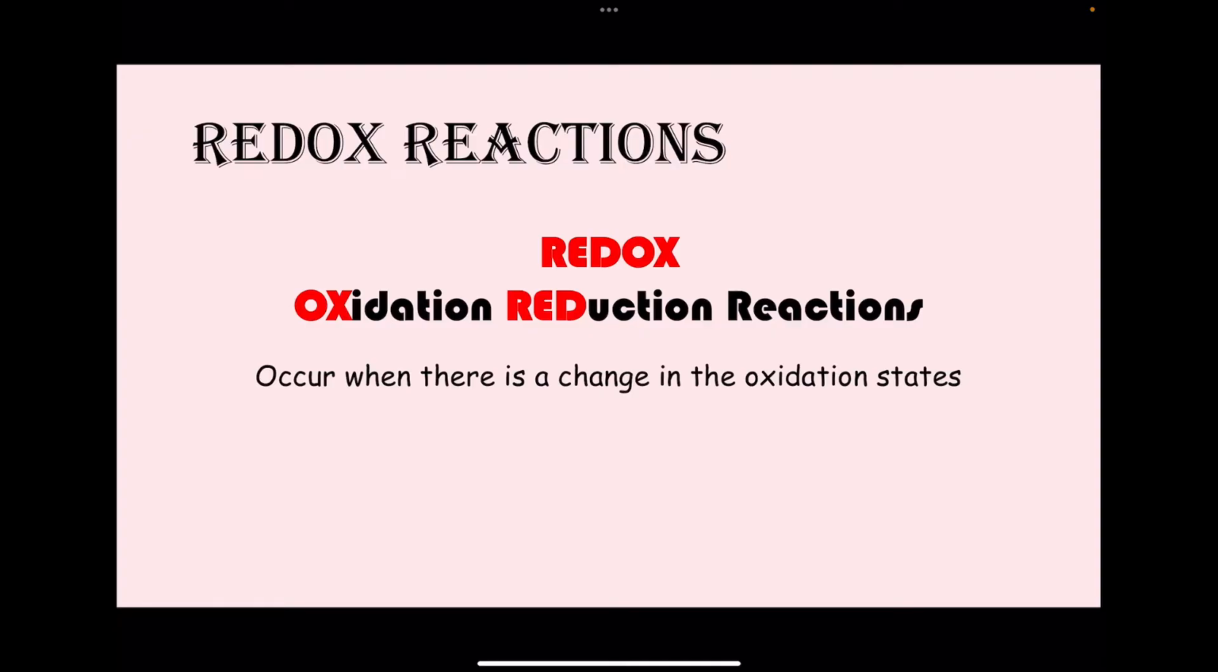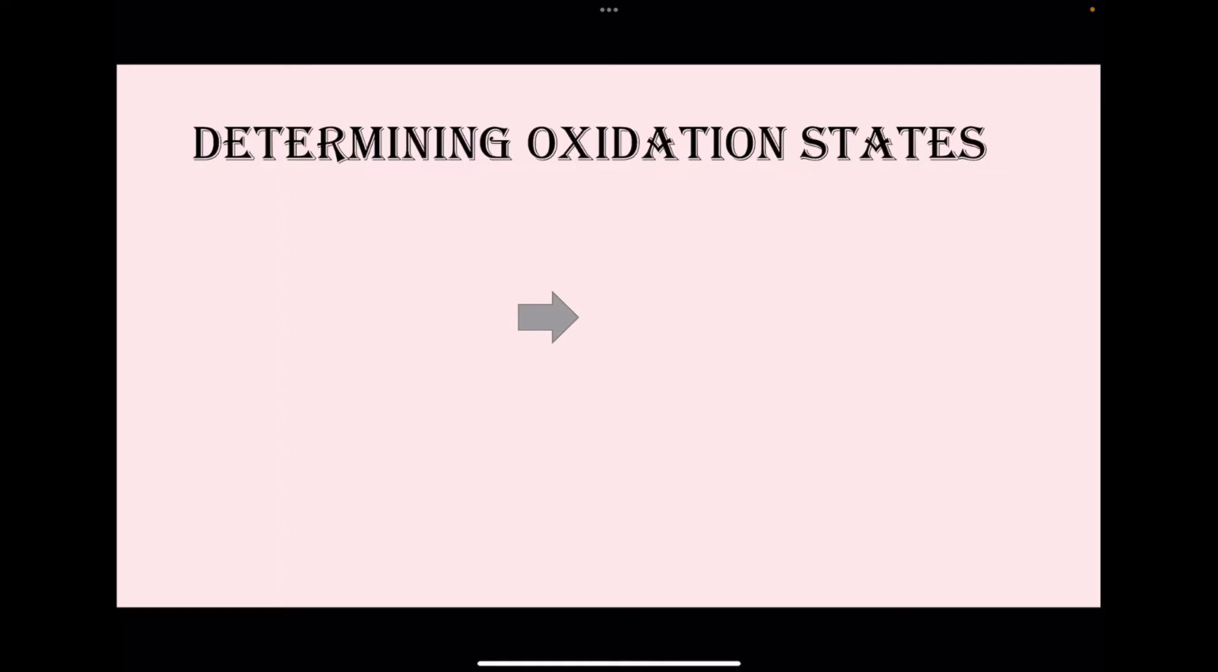Redox reactions occur whenever there is a change in the oxidation states. Oxidation state is simply the charge on an atom, and the charge, as we know, changes whenever there's a gain or loss of electrons. So redox reactions depend on the gaining or losing of electrons, because that changes the oxidation state, which indicates that we have a redox reaction going on.